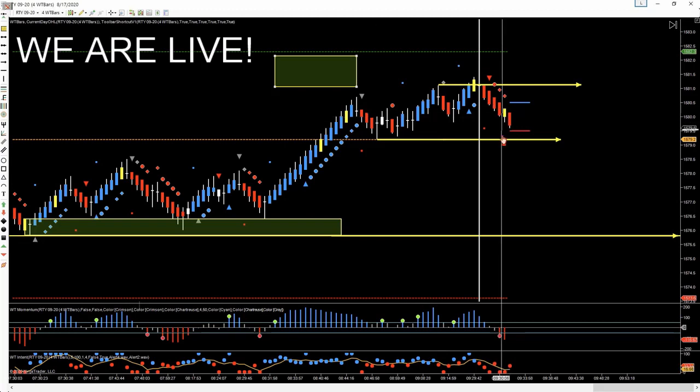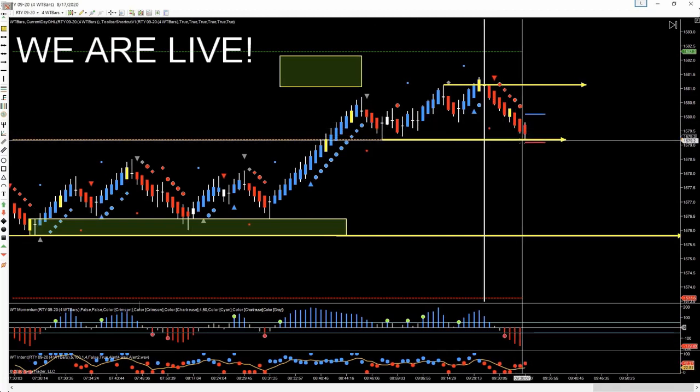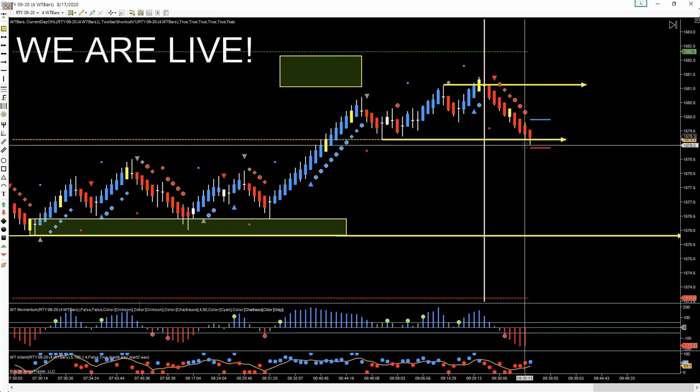Opening bar gives us a 3 trader intent sequence to the downside. Sell stop below this pivot here. Sell stop below this pivot that we identified pre-market, 1579.2.